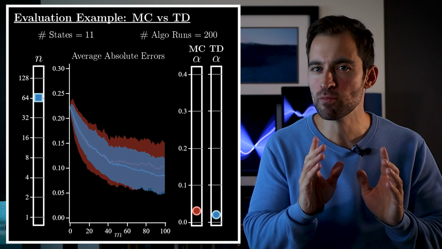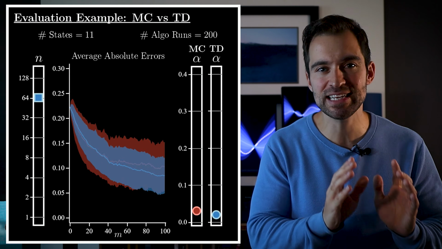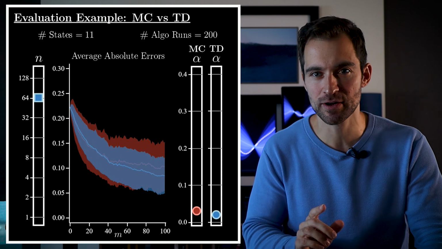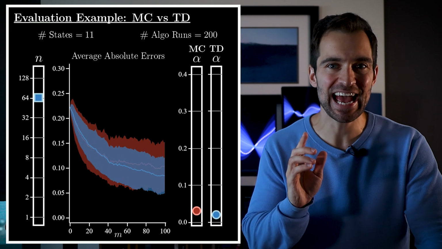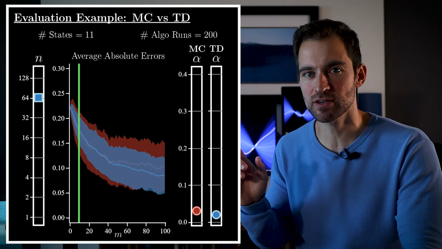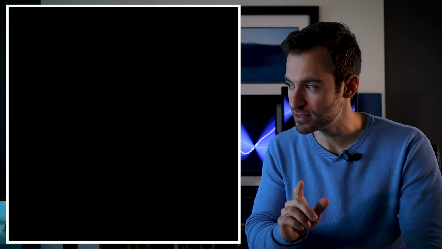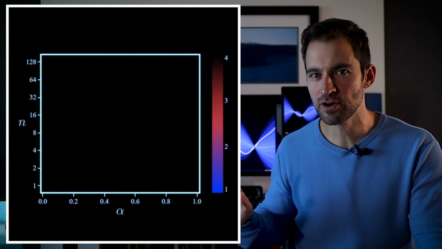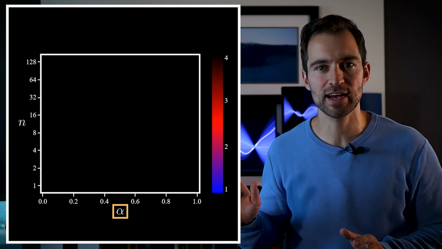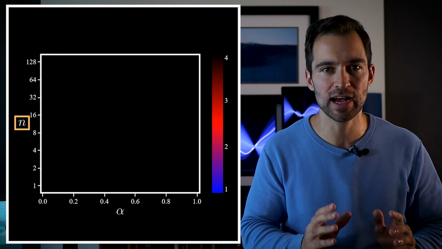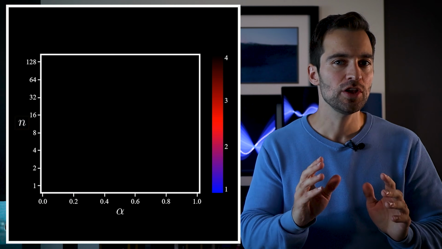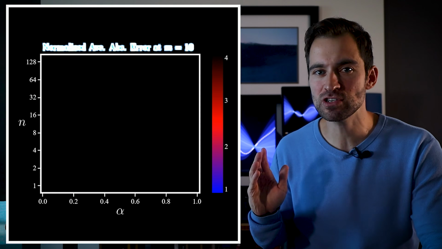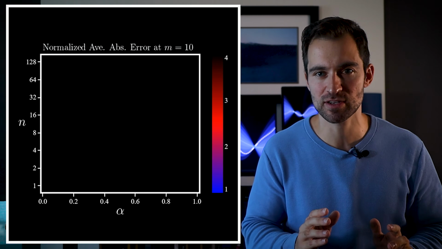But now, let's try a more direct perspective for viewing TD's trade-off between n and alpha. What we'll look at is the average error after 10 episodes. What I mean is this. Here, we have alpha along the horizontal axis and n along the vertical axis on a log scale. Using colors, I'll show the average error after processing the 10th episode.